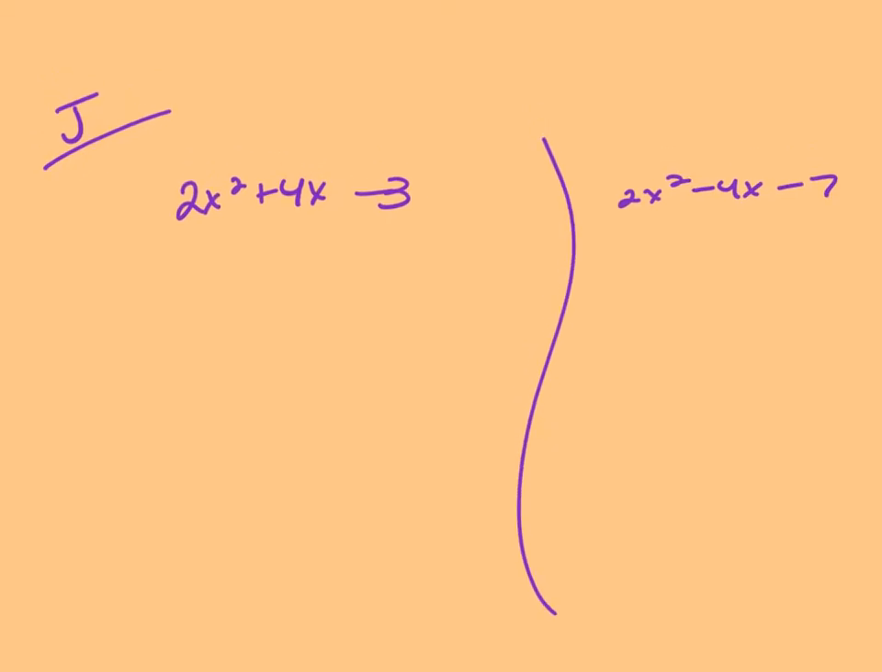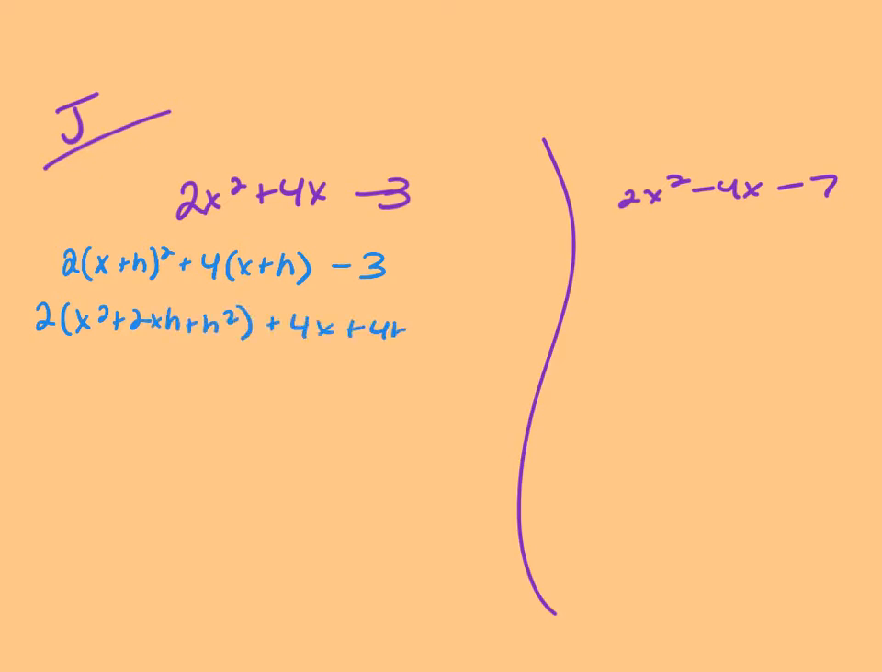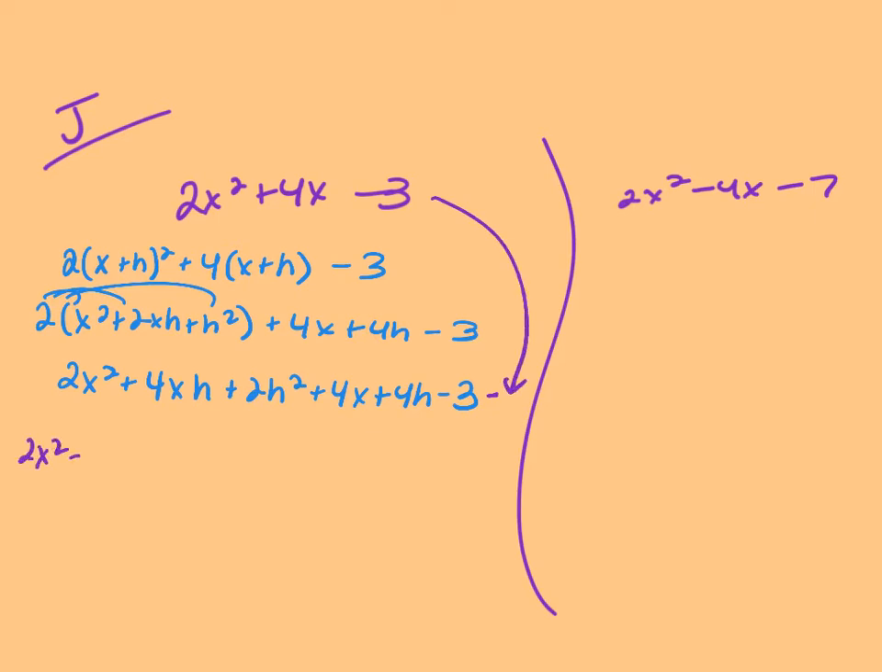Okay, j period. So this was 2 times x plus h squared plus 4 times x plus h minus 3. Expand the x plus h squared. Distribute the 4x. Distribute the 2. Subtract from it my original f of x. So 2x squared plus 4xh plus 2h squared plus 4x plus 4h minus 3. And it changes the sign of all of them. So minus 2x squared minus 4x and plus 3.